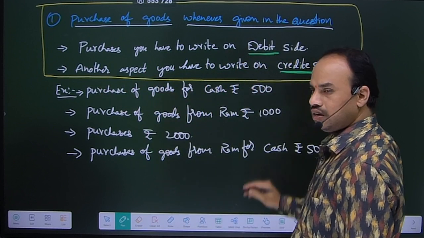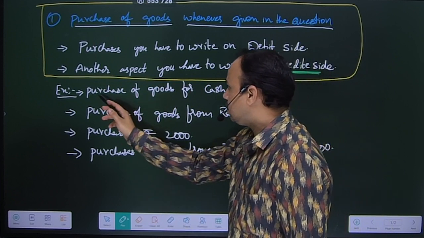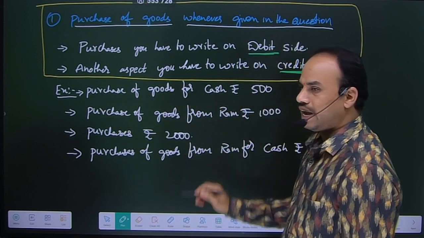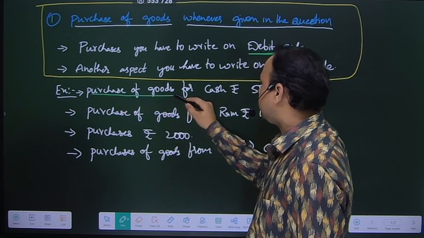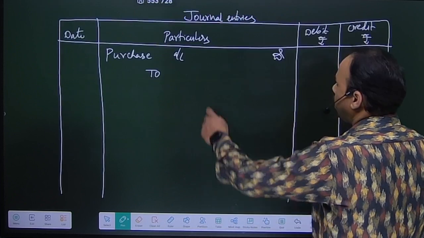Now here see the first question. Purchase of goods for cash is given. So purchase of goods is given in the question, so I said purchases, write on the debit side.